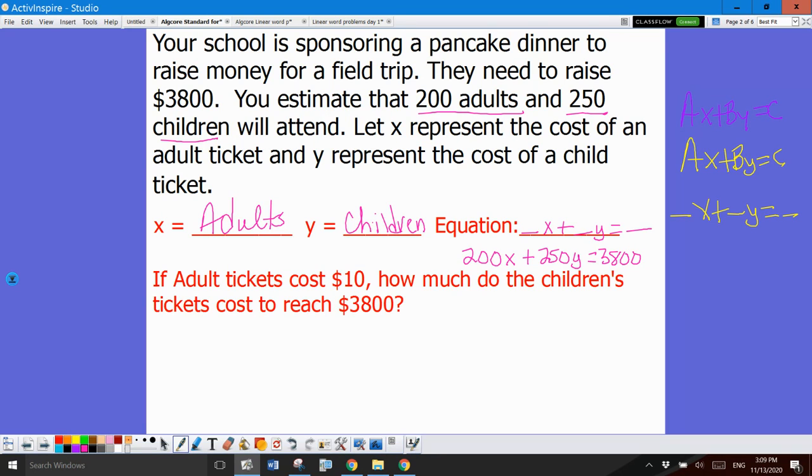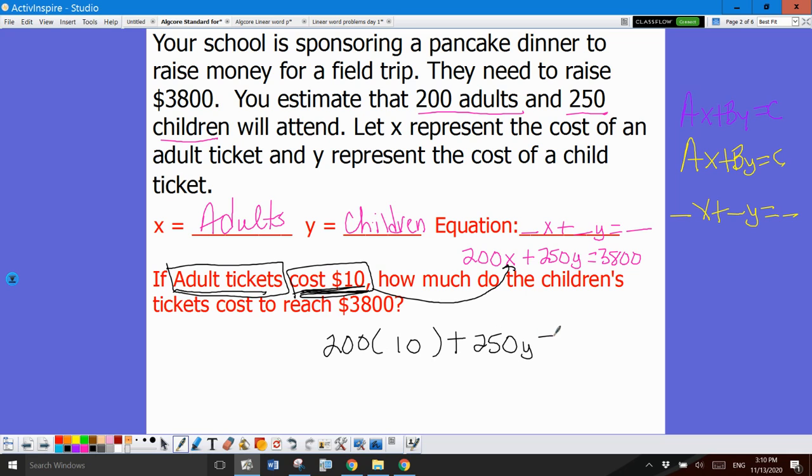Okay, now let's figure out what we're going to do with our 10. If adult tickets cost $10, how much do the children's tickets cost to reach the 3,800? So it's the $10 that I need to do something with. Is that my X or is that my Y? Well, it says adults. So adults was my X. So this is going to substitute in where the X is. So 200 times my 10 plus my 250Y equals 3,800.